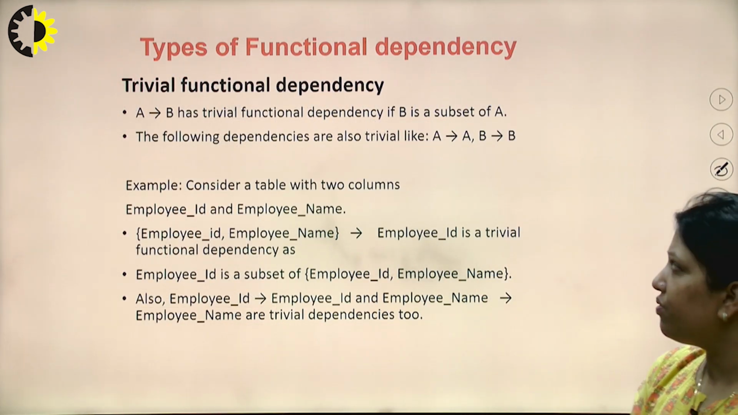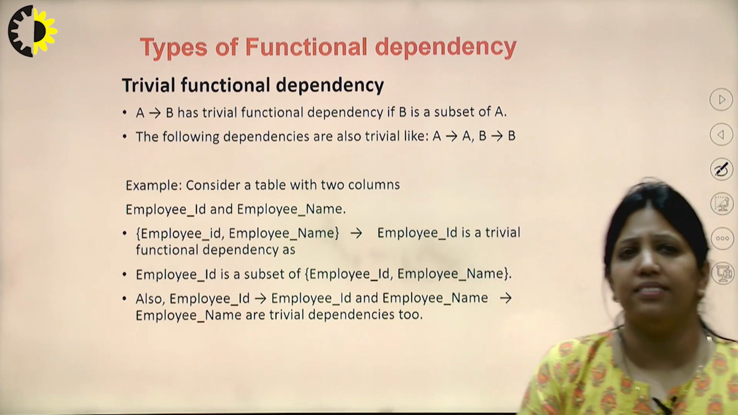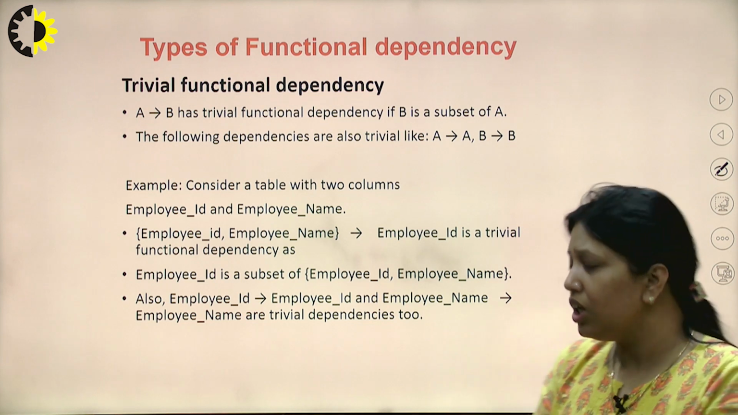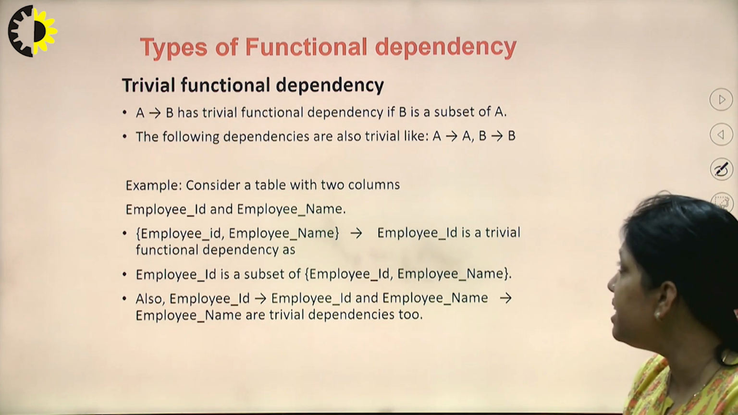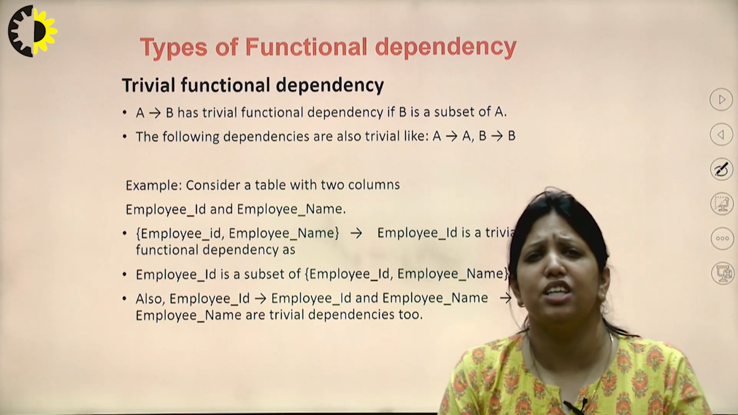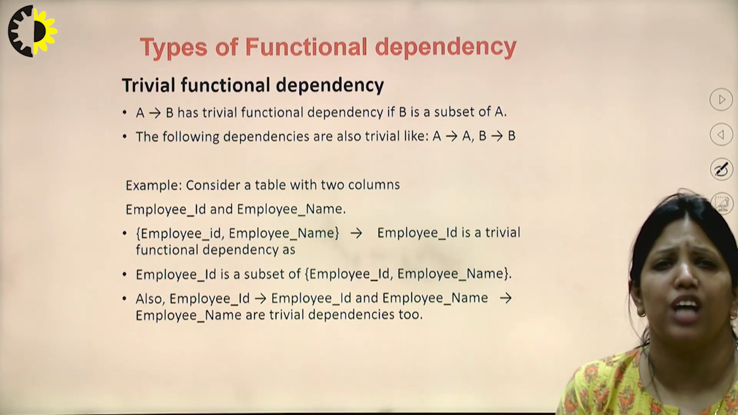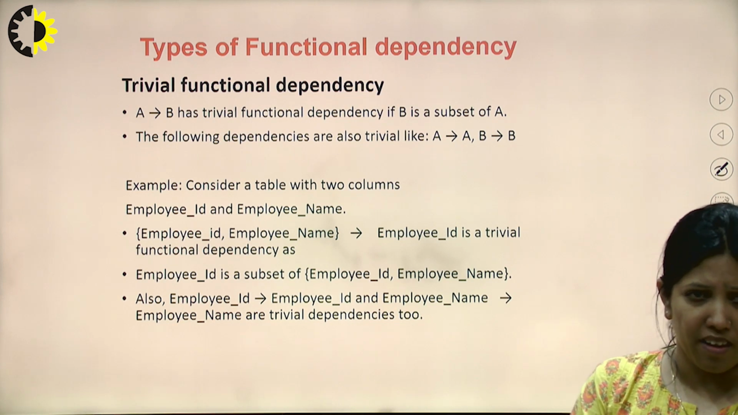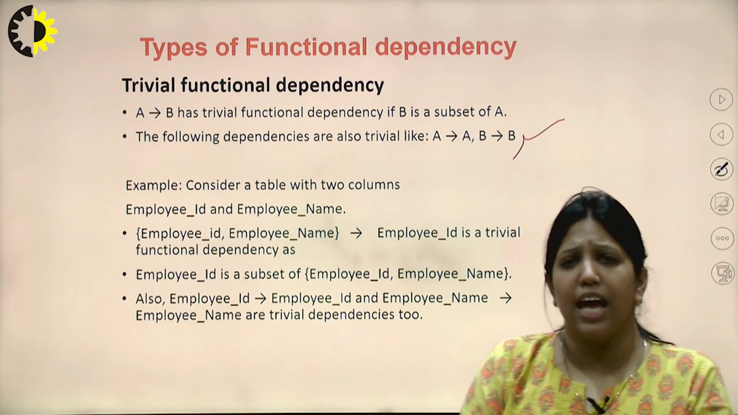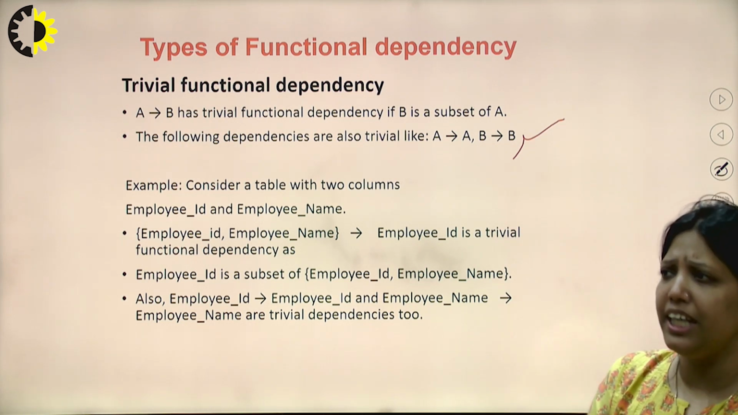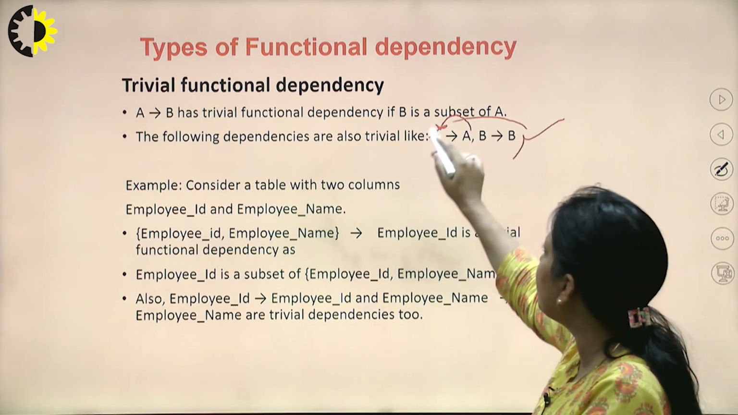Then we discuss the different types of functional dependencies. We have two types of functional dependencies: one is the trivial functional dependency and the second is the non-trivial functional dependency. A tends to B is a trivial functional dependency if B is a subset of A. If B is a subset of A, then we can say that A tends to B is a trivial functional dependency. This is also known as trivial functional dependency if A tends to A and B tends to B, because if A tends to A, it means again A is a subset of A. So these are the cases of trivial functional dependency.